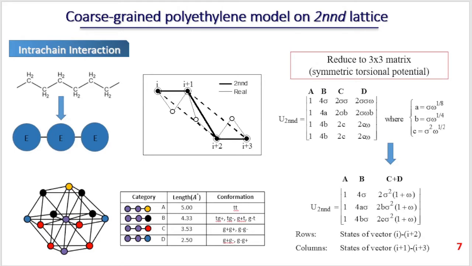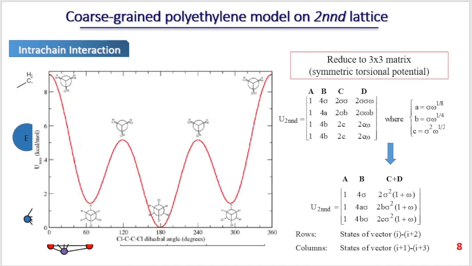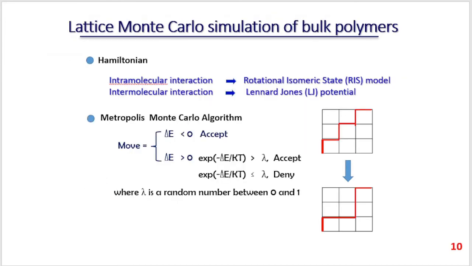After we map the polymer onto the second nearest neighbor diamond lattice, we can classify each conformation into 4 types from their length scale, from bead i to i plus 2, as A, B, C, D groups, which can be defined as a 4x4 matrix. As polyethylene has a symmetrical torsional energy profile, we can further group the C and D states together so that we can reduce them to a 3x3 matrix.